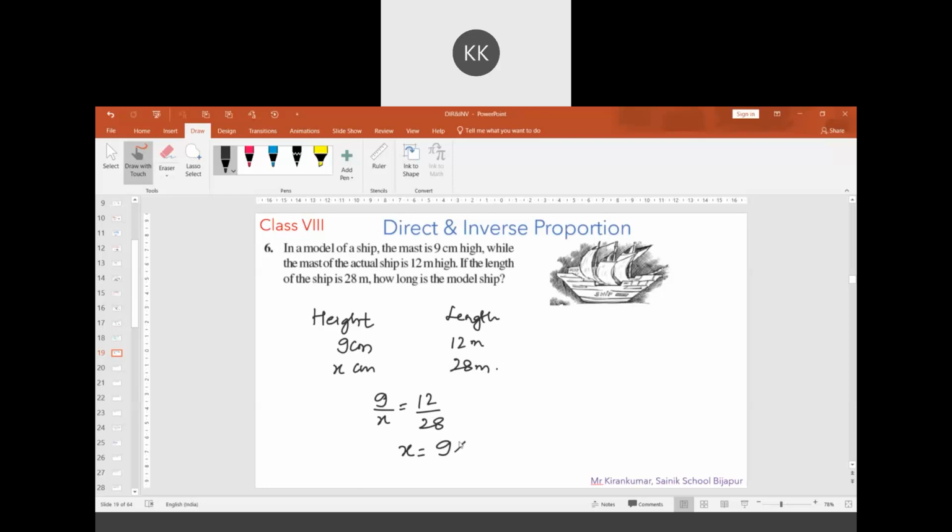Cross multiply, 9 times 28 divided by 12. Sir, it is centimeter and meter. When we find the ratio of length and height, they get cancelled. Centimeter and centimeter get cancelled, meter and meter also cancel. So 3 times 7 equals 21 centimeter. So we get the answer in terms of centimeters. Correct.